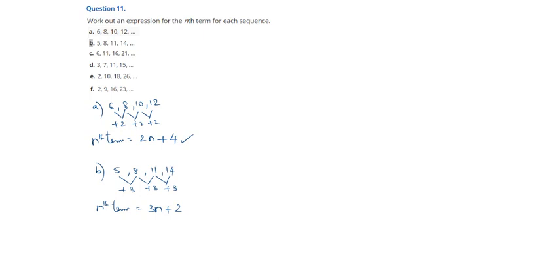Let's check for other values. So 3 into 2, 6. 6 plus 2, 8. 3 into 3, 9. 9 plus 2, 11. 3 into 4, 12. 12 plus 2, 14. So the nth term is correct. Now let's do question number E. C and D students must try themselves. E is 2, 10, 18, 26.